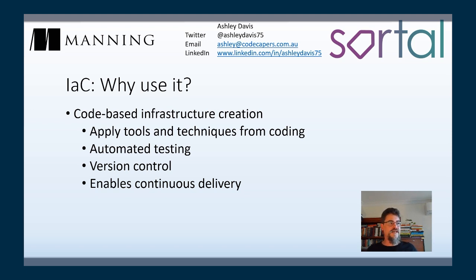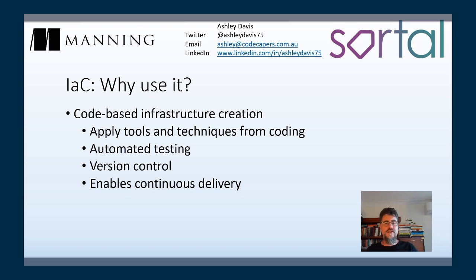Because it becomes a coding task, we apply all the tools that we normally use while coding. Things like automated testing. We can use that time and time again to automatically validate that our code is working correctly. We can use version control to manage versioning of our infrastructure. As developers, we often take version control for granted. But it's amazing, really. It allows for a kind of time travel.